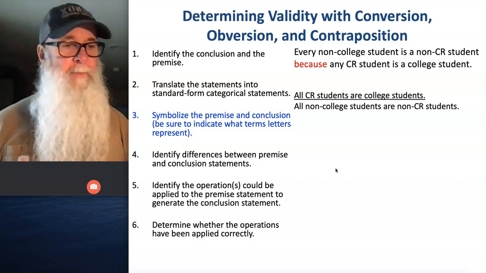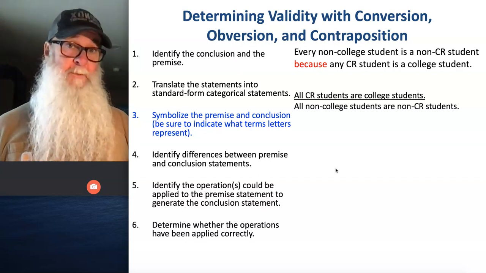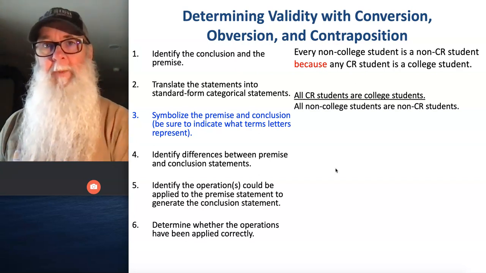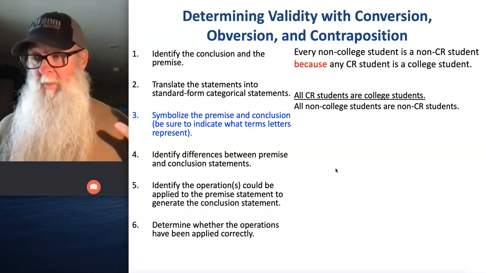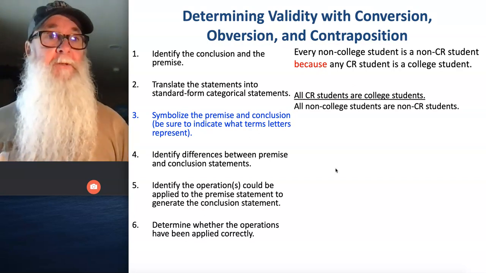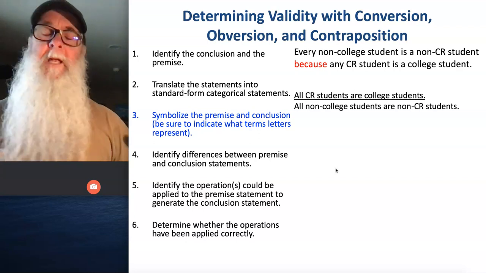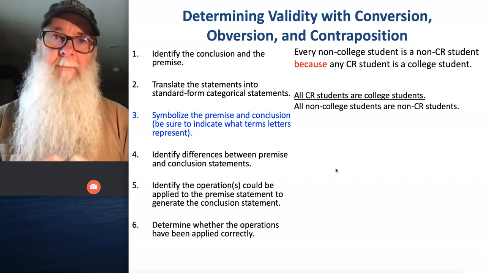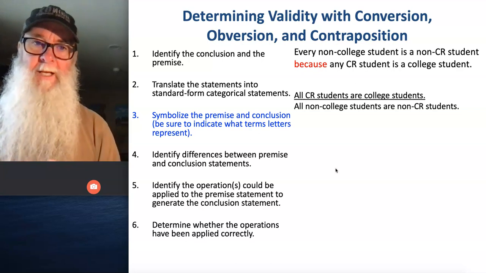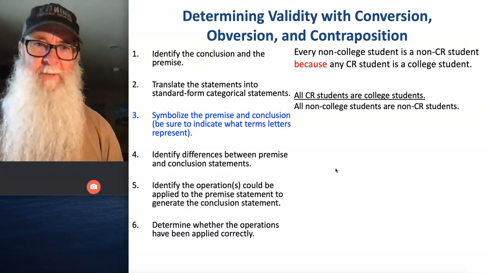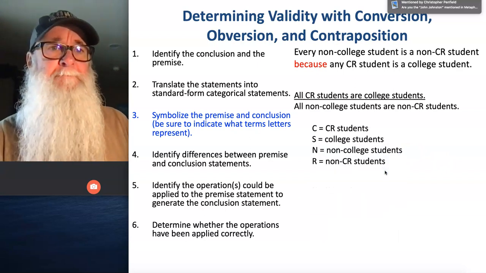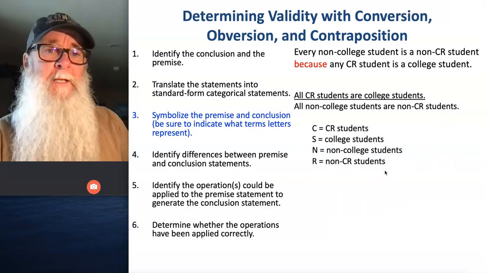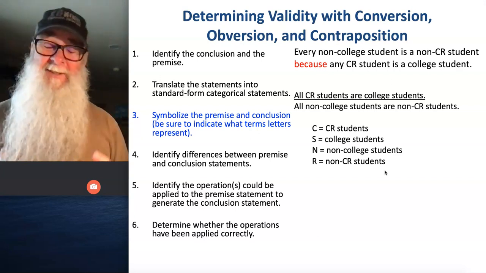It's going to make it so much easier and make your work so much more reliable when you're trying to identify if conversion, obversion, or contraposition, or when it really gets complicated, some combination of those operations is at work in an argument, if you reduce down the amount of visual information you're having to look at. Okay, so when you symbolize it, you're making the arguments much, much easier to work, so the extra work is worth it.